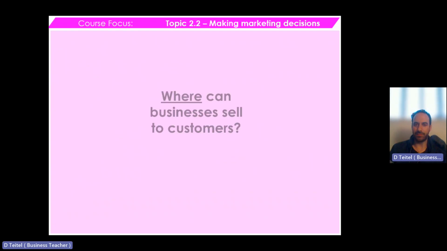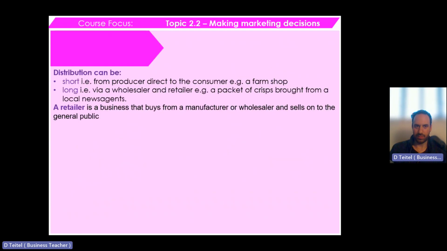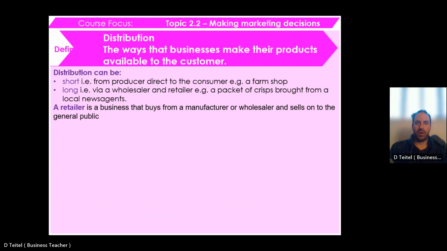2.2.4, place. So where can businesses sell to customers? Distribution. The definition for distribution is the ways that businesses make their products available to the customer. Distribution can be short. When we talk about short distribution, it's from producer direct to the consumer, like a farm shop. Instead of going via the supermarkets, they can sell direct to the public.